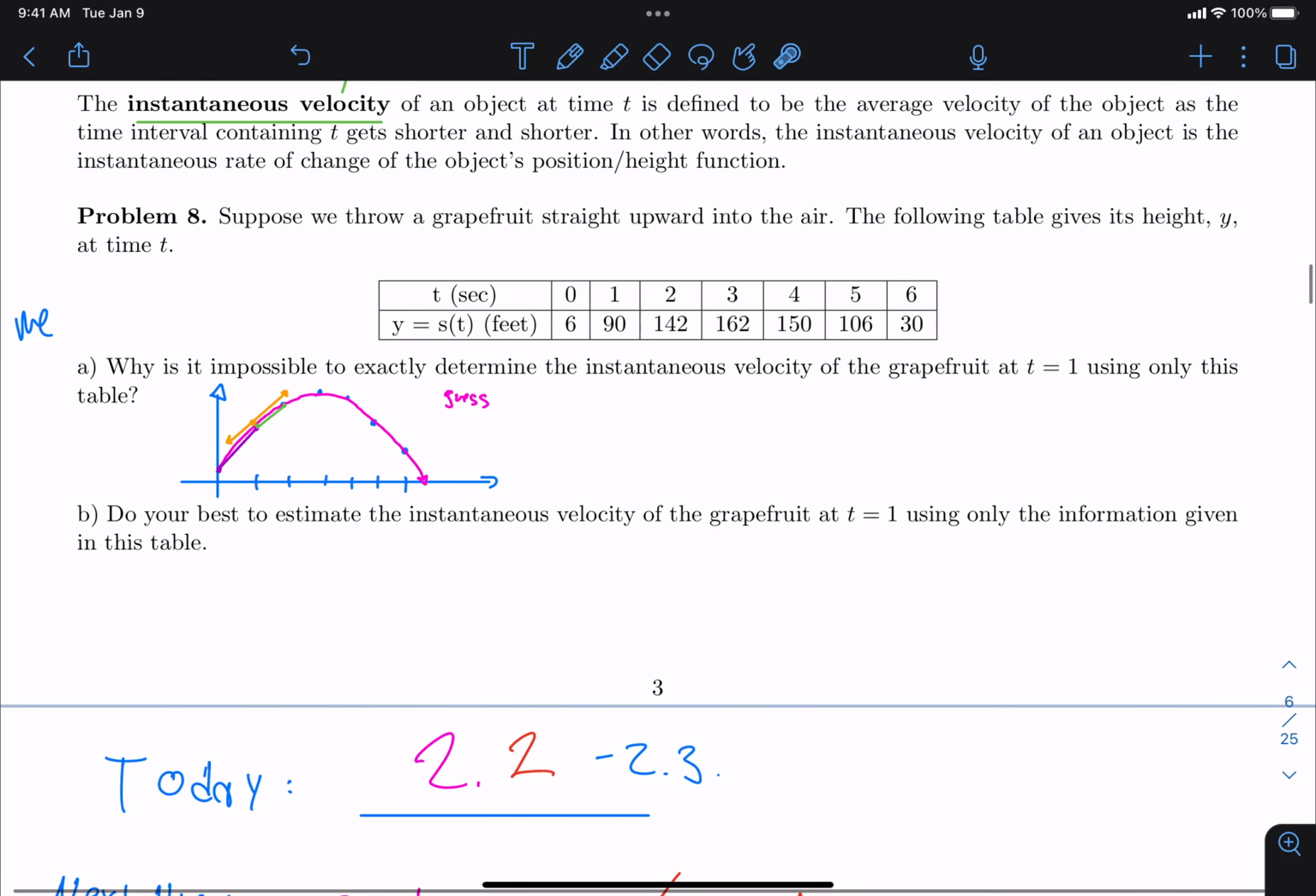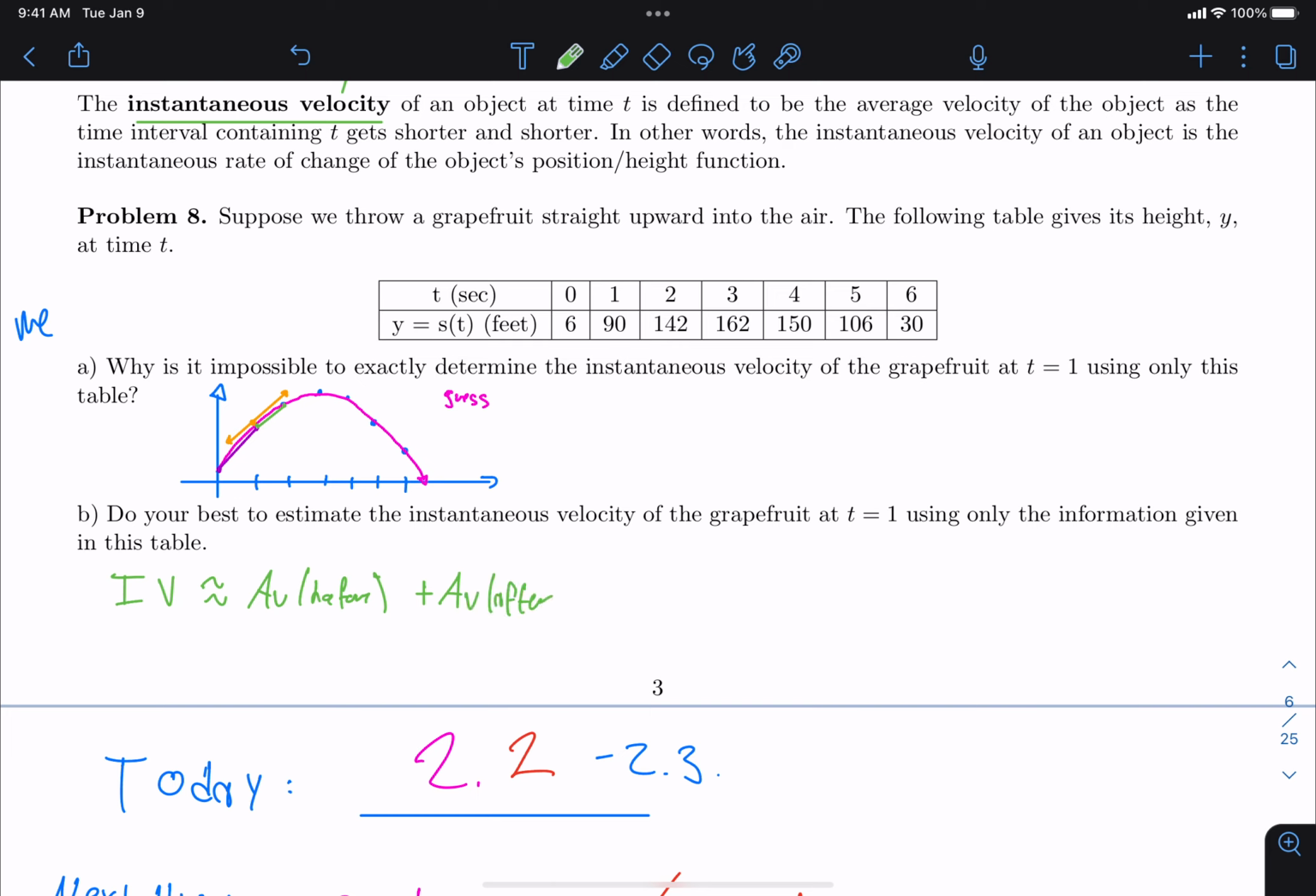So if we wanted to estimate the instantaneous velocity, a good way of doing that would be to say that the instantaneous velocity is probably approximately equal to the average velocity before plus the average velocity after, divided by 2. I'm going to take an average.